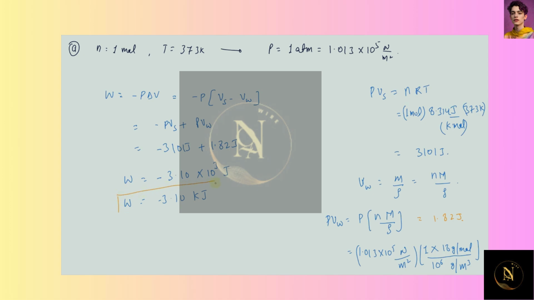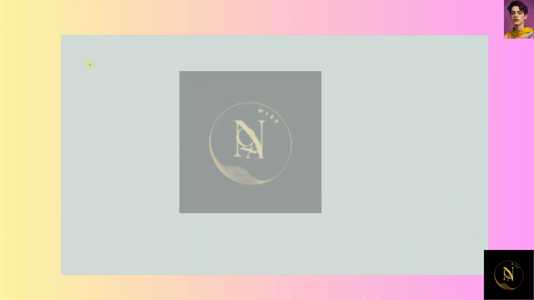Next we'll be solving the B part of the question. In the B part, we have to calculate the change in internal energy of the system of water and steam as the water vaporizes. For that we have to calculate heat first. So heat will be equal to L_v, the latent heat of vaporization, times the change in mass. The latent heat of vaporization is 2.26 × 10^6 joule per kg, and the change in mass was 18 gram.